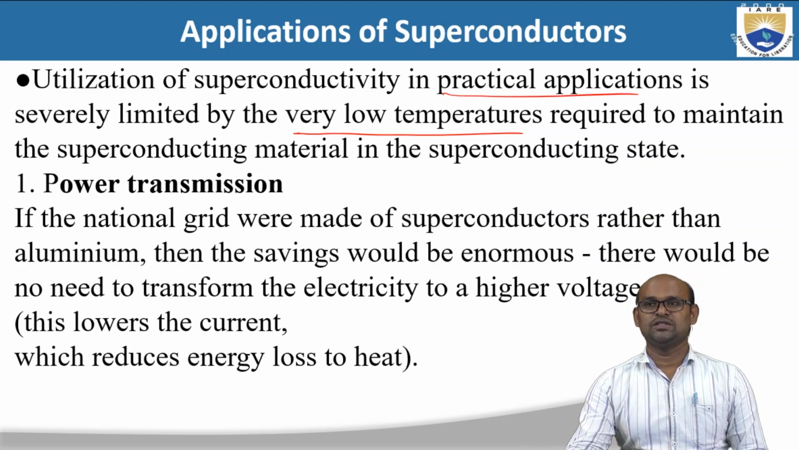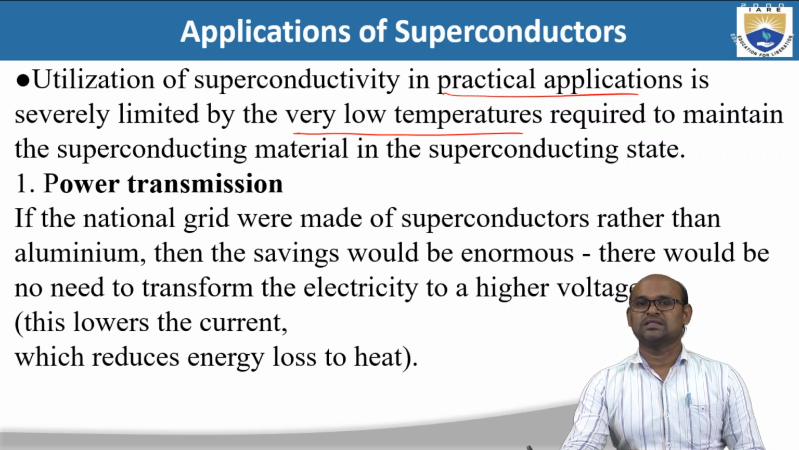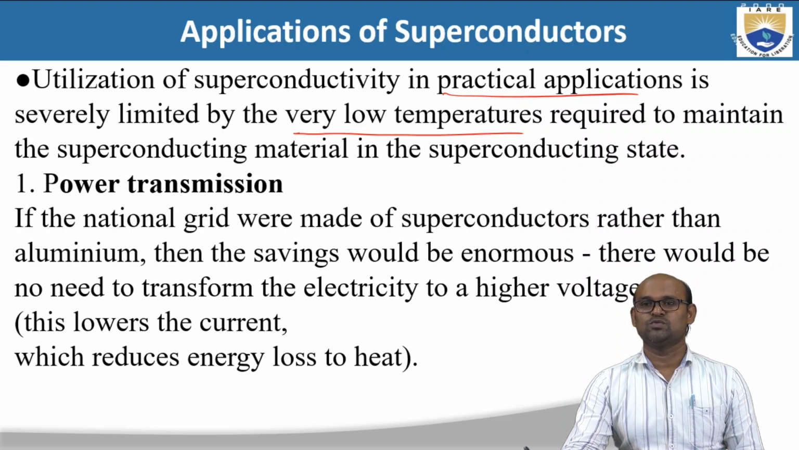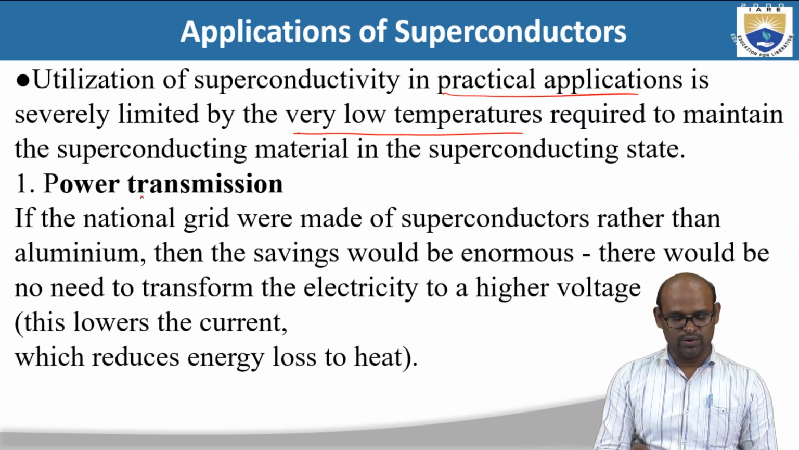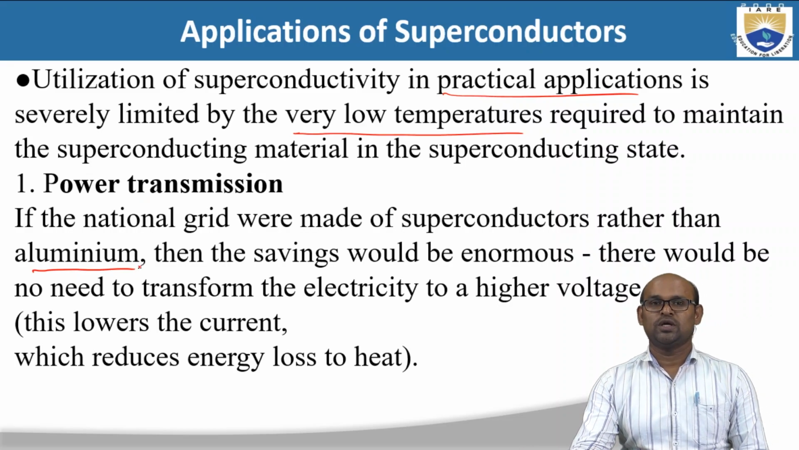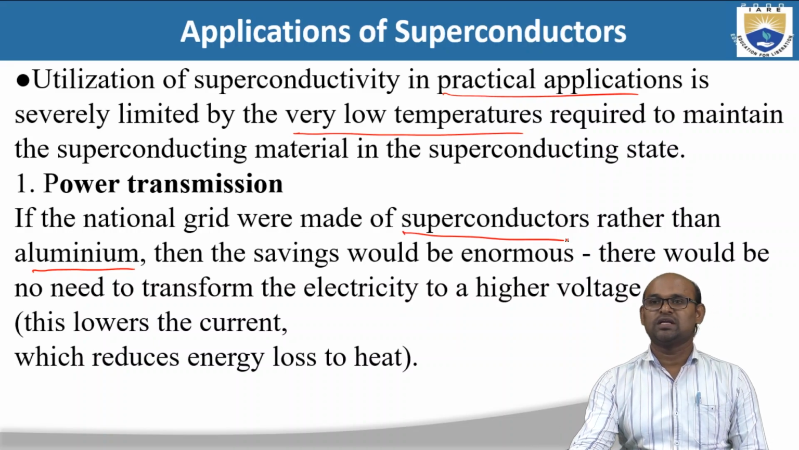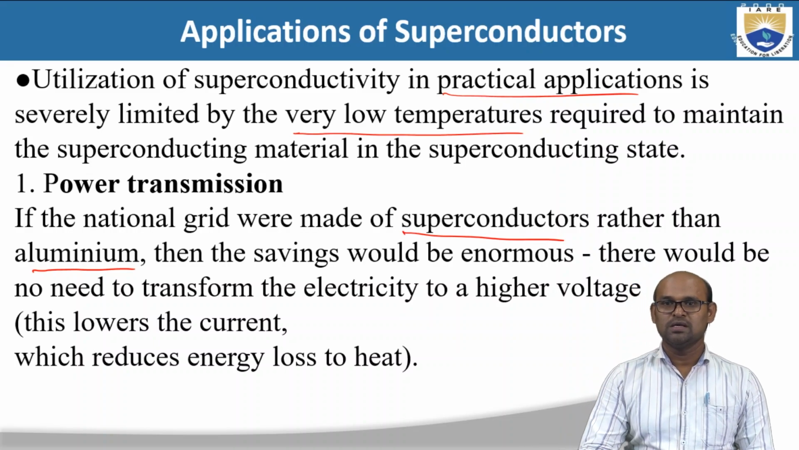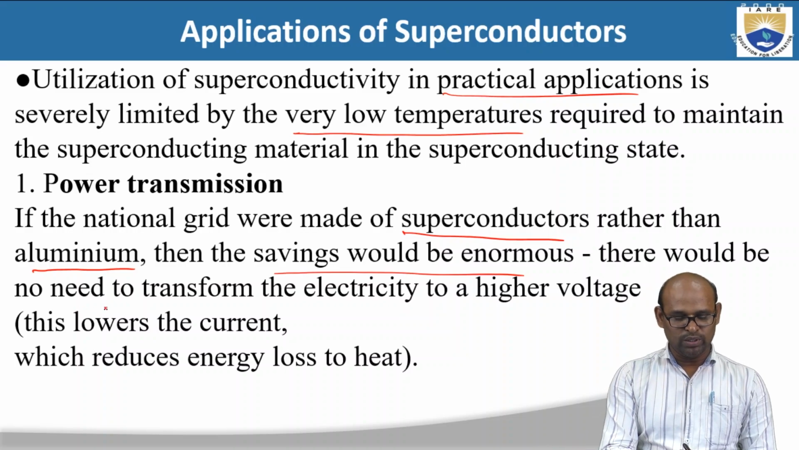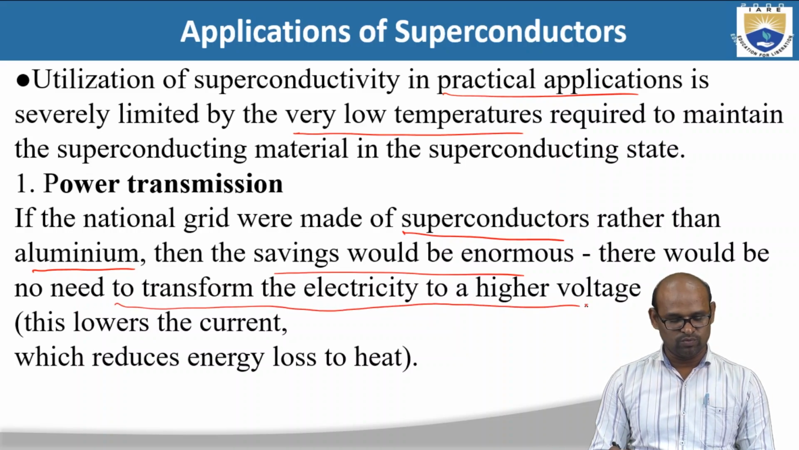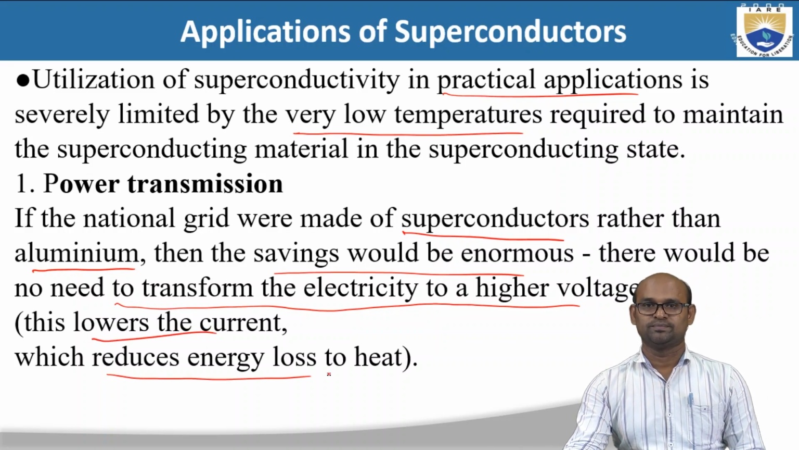The first application is power transmission. If the national grid were made of superconductors rather than aluminium, then the savings would be enormous. Right now, in power transmission we are using aluminium. If we can replace this aluminium by superconductors, we can save a lot of power. There would be no need to transform the electricity to higher voltage. This lowers the current, which reduces the energy loss to heat.